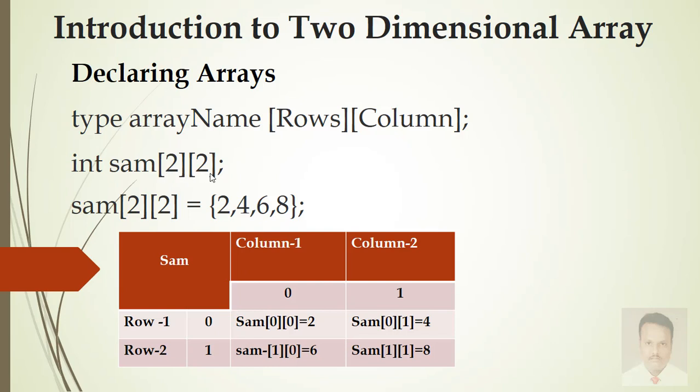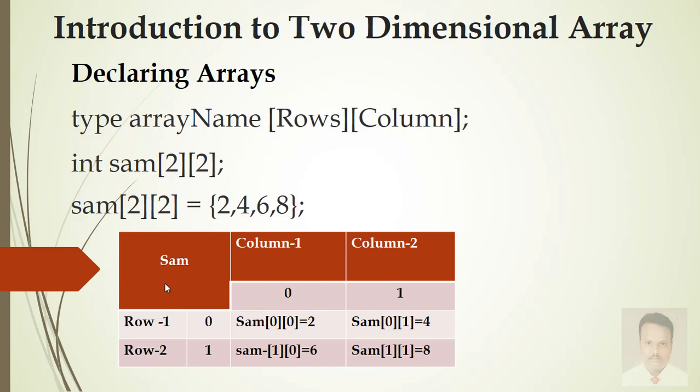Now I'm going to assign values to the array Sam. So Sam[2][2] equals 2, 4, 6, 8. How many values can I assign? I can assign 4 values. So how are these values stored inside the array Sam?